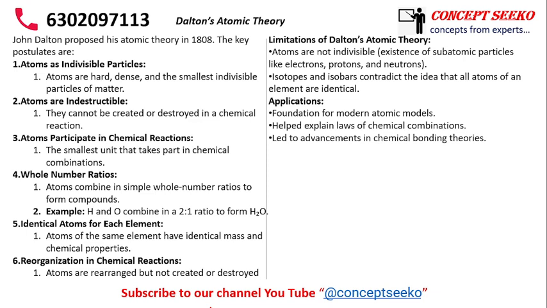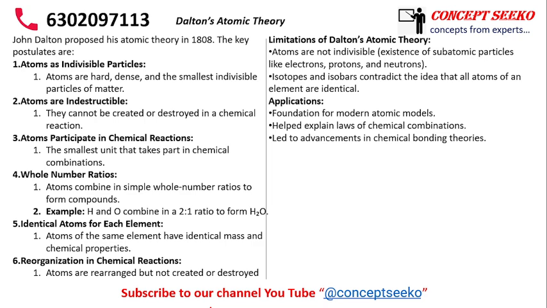An atom participates in a chemical reaction as a whole. It cannot participate as a half atom or a quarter atom; the atom itself, as a whole, participates in a chemical reaction. Atoms combine in whole number ratios. As I told you already, half atoms do not exist. In any compound you find only complete atoms. We cannot find a half atom or a quarter atom.